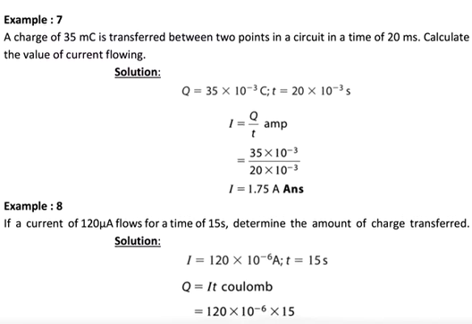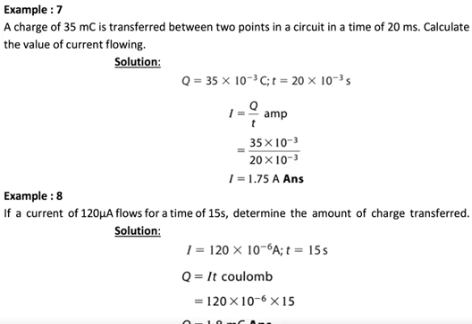Let's see one example. A charge of 35 millicoulomb is transferred between 2 points in a circuit in a time of 20 milliseconds.